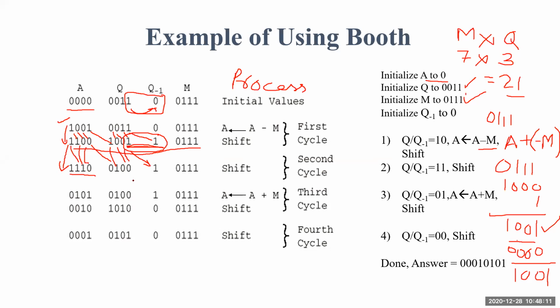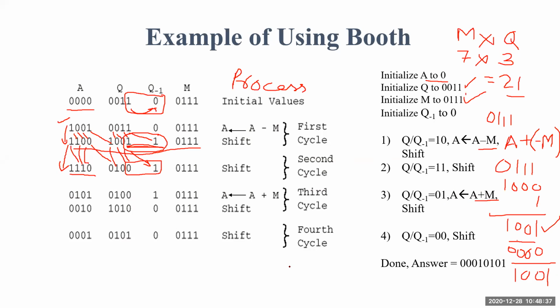So now let us go for the checking of this Q and Q minus 1. In the Q and Q minus 1, you are having 0 1. If it is 0 1, what will you be doing? You'll be simply adding A plus M, and whatever the sum you get, that will be stored in the accumulator A.